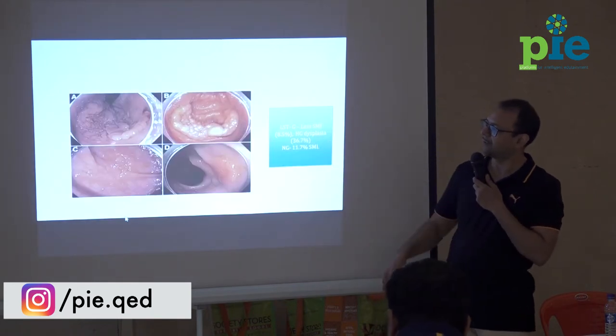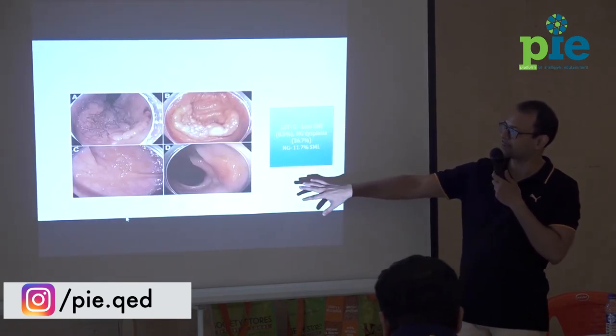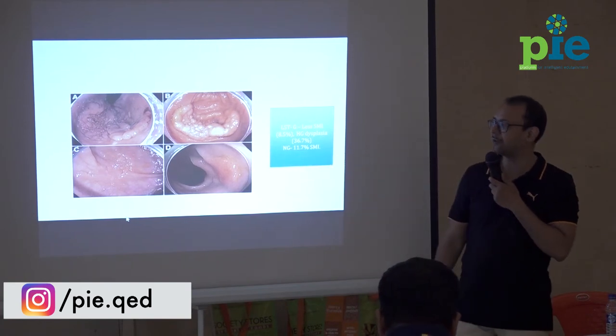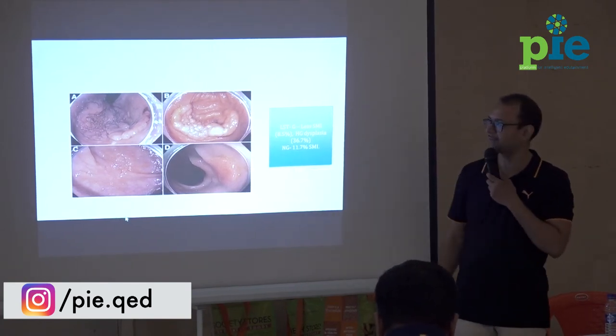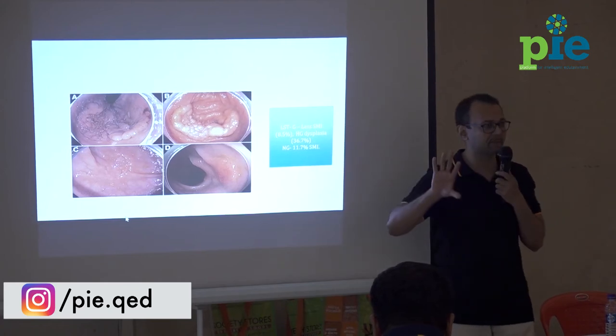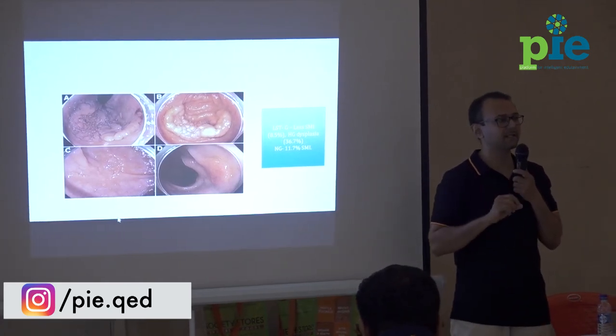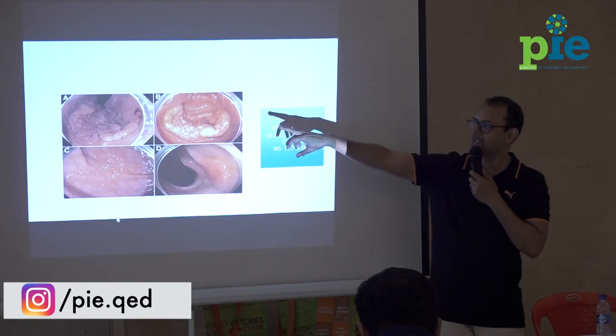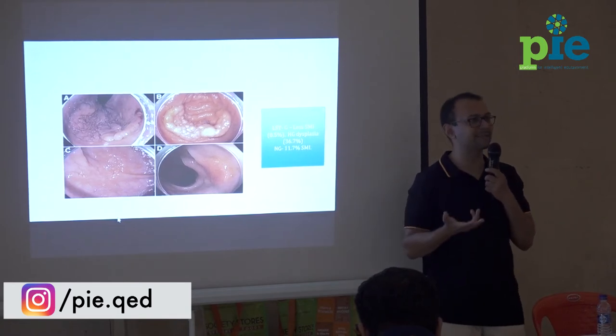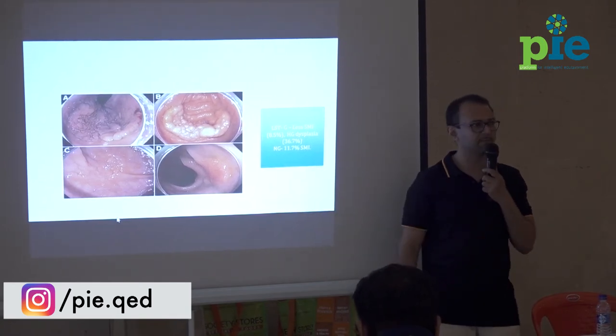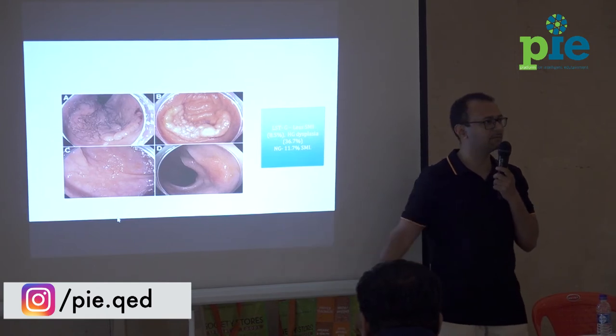Same thing here. I want to show you just the pictures at the bottom. If you can appreciate anything, C and D, there are 4 pictures of a similar lesion. It's called laterally spreading tumors in the rectum. These 2 on top, very easy. You can see it. What about the bottom? Can anybody see anything wrong?